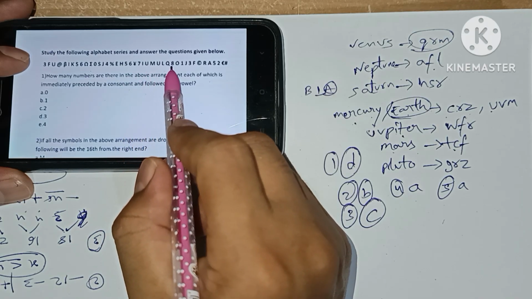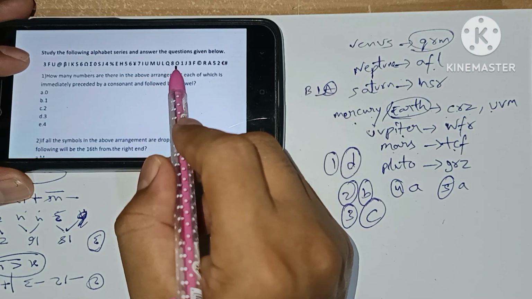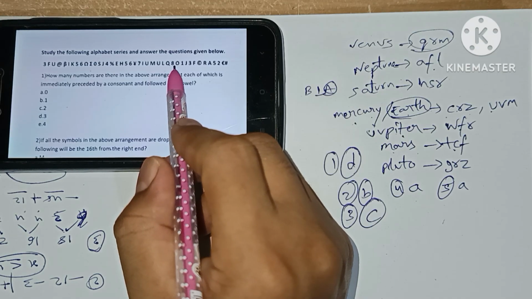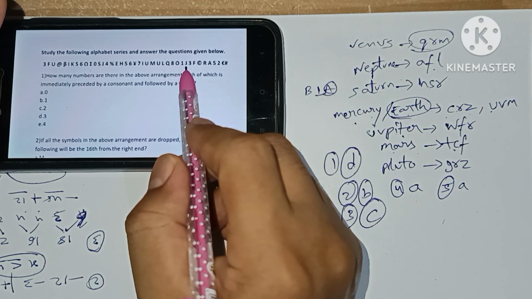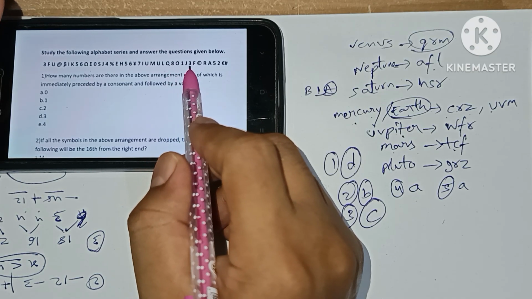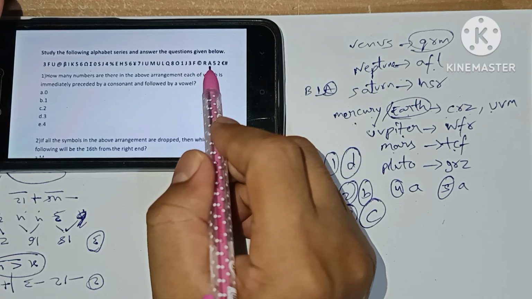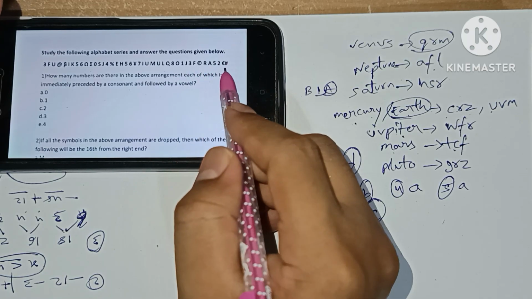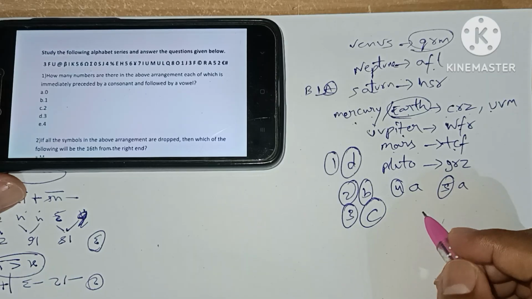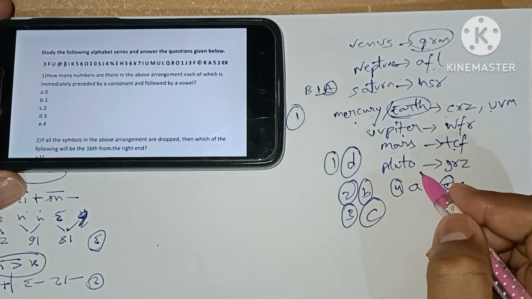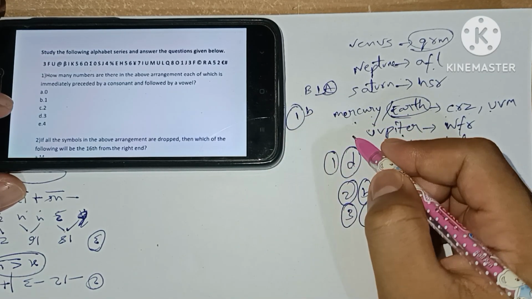Where is a number? Here is a number. The first one is a consonant and the second one is a vowel. So we got one sequence. Here 3: before it, no. 5: before it is a vowel, no. So only one case. So option B is the answer for the first question.